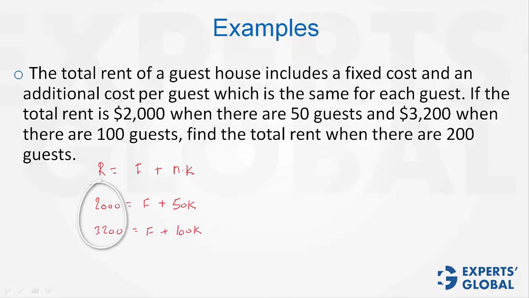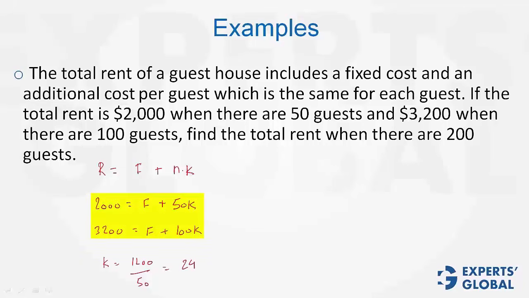The difference in rent is $1,200 when the difference is 50K. So K equals 1,200 divided by 50. Turns out to be $24. You put 24 as K in any of these two equations and we get F equals $800. The fixed rent is $800. Therefore, with 200 guests, the rent would be F, which is 800, plus number of guests, which is 200, times K, which is 24. So the rent is 800 plus 200 times 24 equals $5,600. That is the answer here.